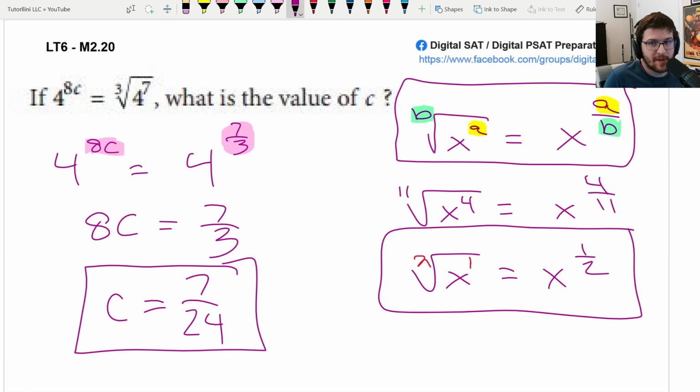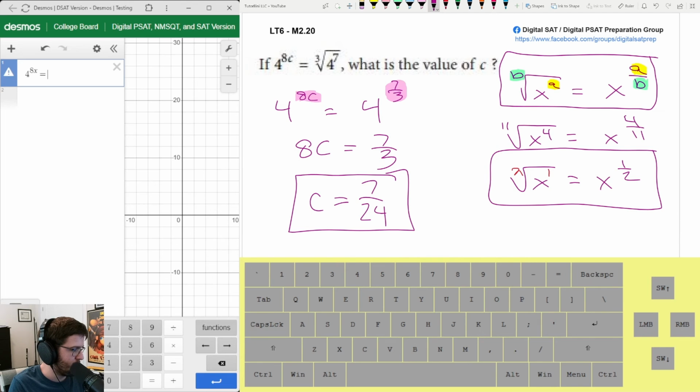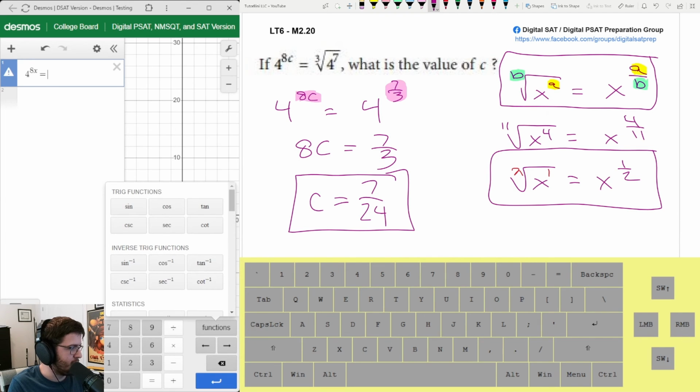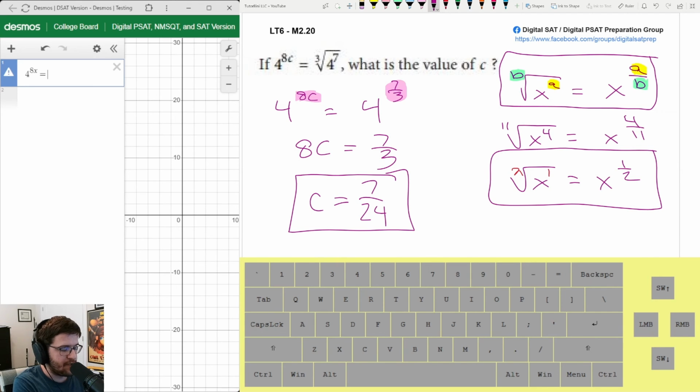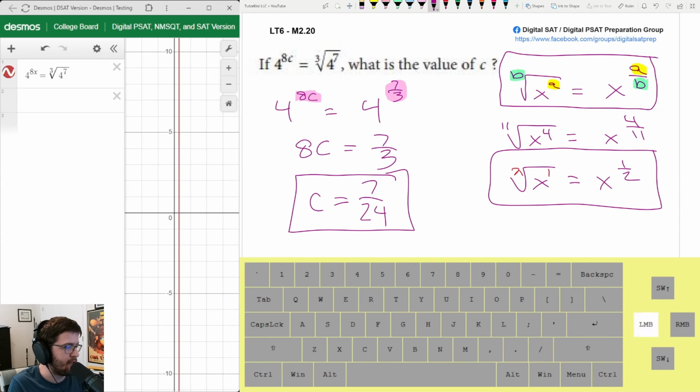What's great about this one is we can also do it entirely on Desmos. So let's do that. First and foremost, I'm going to change the c to an x. To do a cube root, you can either go in the functions menu, which I never use, but just so that you know that's there. The shortcut for a cube root is CBRT. So CBRT, 4 to the 7. And you'll notice that I can't click on that, so that's a problem.